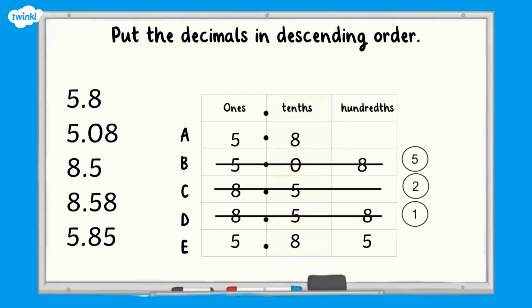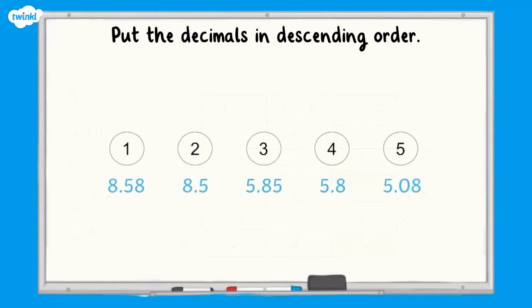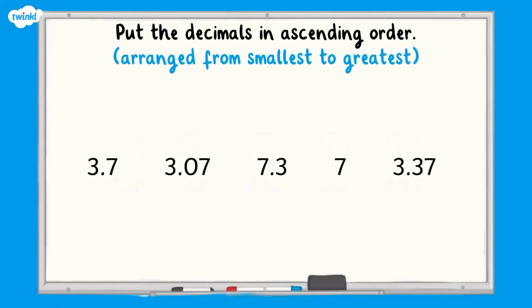The last thing we need to do is put A and E in order. They have the same ones digits and the same tenths digit, so we need to look at the hundredths digit. A has 0 hundredths and E has 5 hundredths, so E is greater. In descending order, the numbers are 8.58, 8.5, 5.85, 5.8 and 5.08. Now it's your turn.